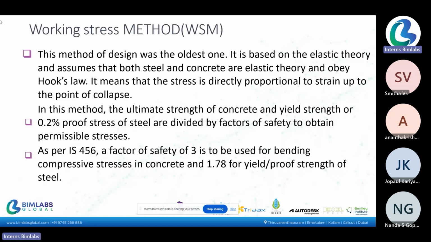And the next point is that the ultimate strength of concrete and the yield strength, or the 0.2% proof stress, of steel are divided by the factor of safety to obtain a permissible stress. And the third point is that as per IS 456, the concrete code, a factor of safety of 3 can be used for bending compressive stress in concrete, and 1.78 for the yield or proof strength of steel.